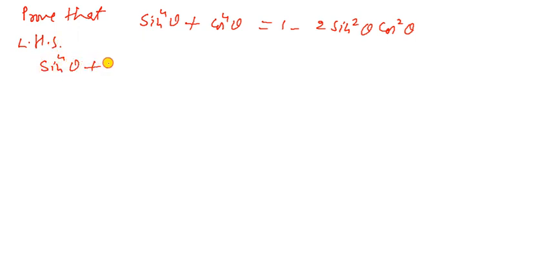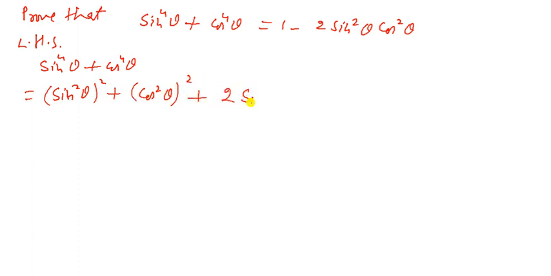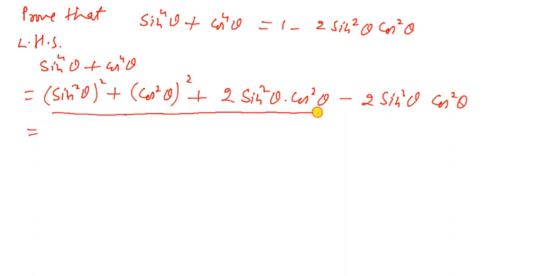Take the left hand side. It is sin to the power 4 theta plus cos to the power 4 theta. Now it is (sin square theta) whole square plus (cos square theta) whole square. To make a perfect square, we can add 2 sin square theta cos square theta, so we subtract it also: 2 sin square theta cos square theta.